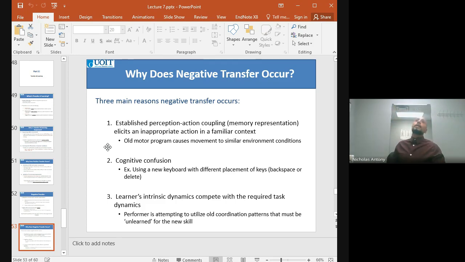Or what about, I'm trying to think of an example for you. Can anyone think of another situation where the perception action coupling would be different? Think about when you are learning a new keyboard. Sometimes it's a similar task, but things are in different locations. So that's more like the example of the car that I was talking about. Things are in different places.